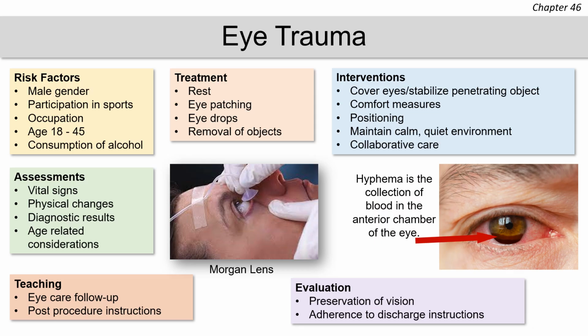Risk factors for eye trauma include the male gender, participation in sports, certain occupations, if you're between the ages of 18 to 45, and if you consume alcohol. So those are all pretty self-explanatory why they're risk factors for eye trauma.